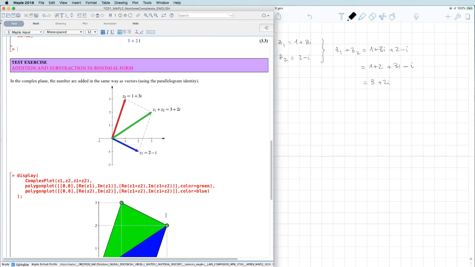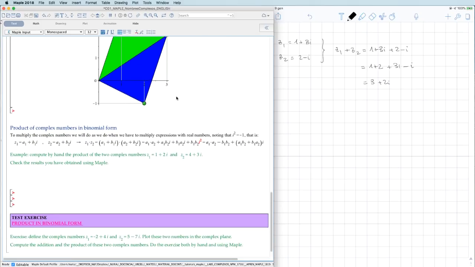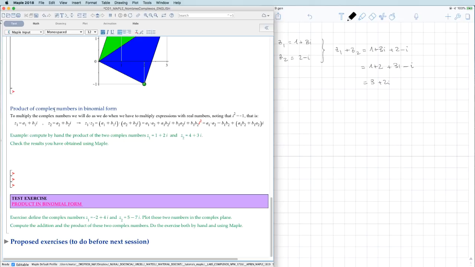When we add 2 complex numbers, this sum is the same as if we add the 2 vectors associated to these numbers using the parallelogram identity. So we have z1 here, z2 here, we do the parallelogram identity and we get the addition. But this is not very relevant. The important thing is how we make the product of 2 complex numbers.